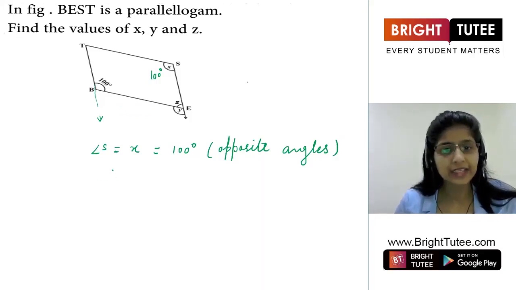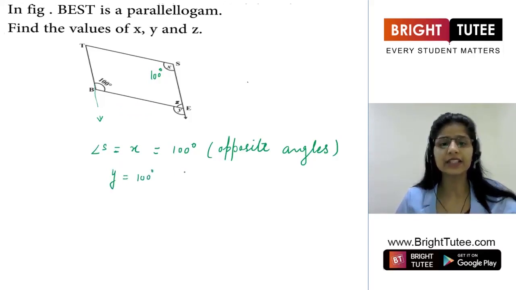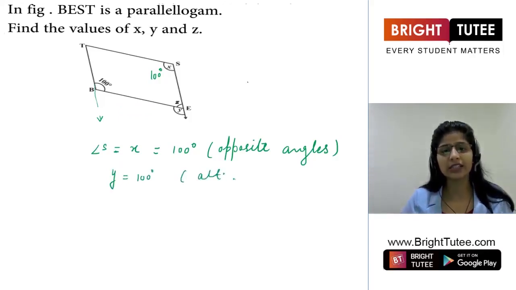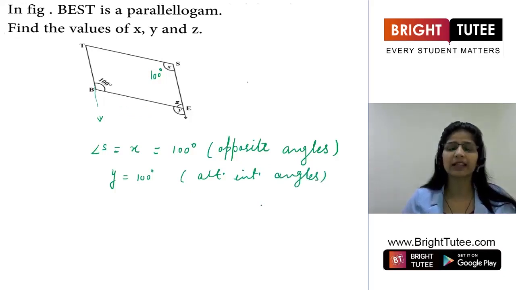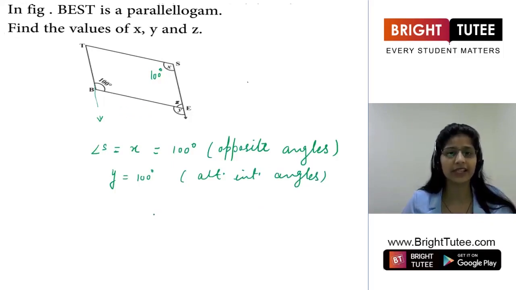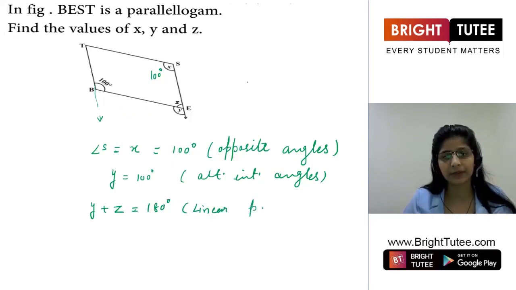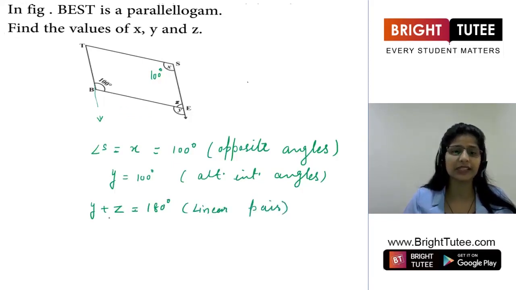So we can say that Y measurement will also be 100 degrees, and the reason for it is alternate interior angles. The last part that I am left with is finding out angle Z. How do we find angle Z? We know that Y plus Z is forming a linear pair, so their sum is equal to 180 degrees. Reason is linear pair.